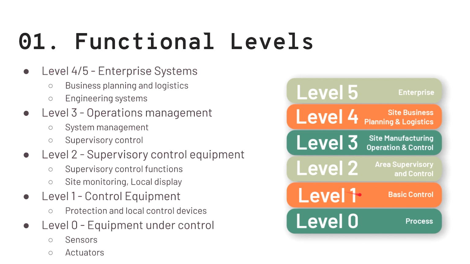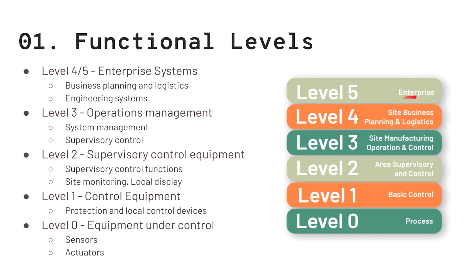Level 1 is the basic control, your protection and local control devices. Level 2 is the area supervisory and control, site monitoring, local display, followed by level 3, operations management, system management and supervisory control, and then levels 4 and 5 are the enterprise systems. So more on the IT side.